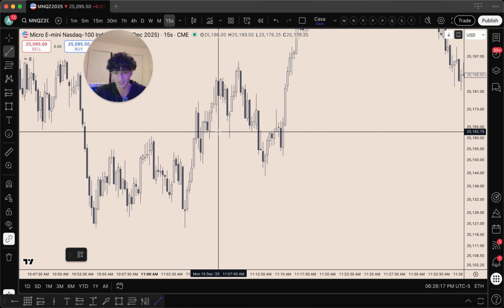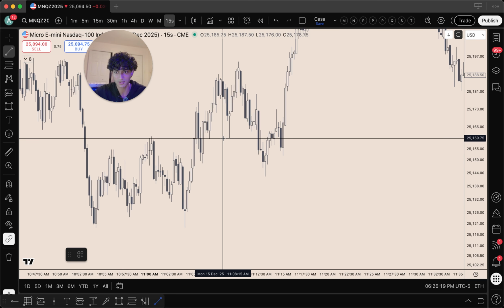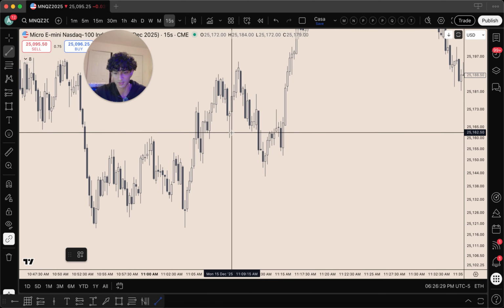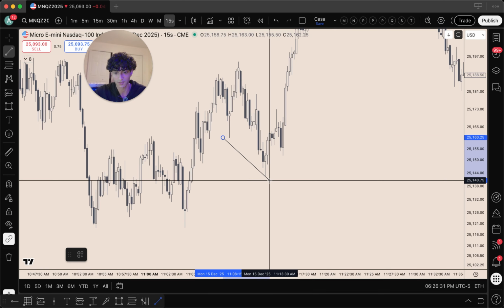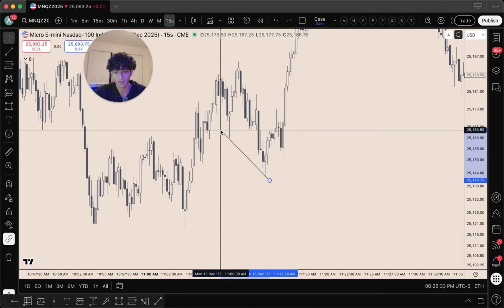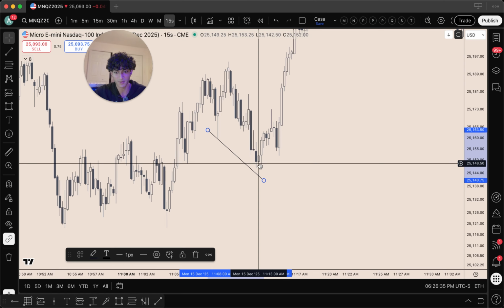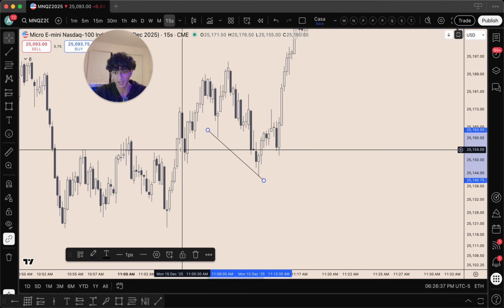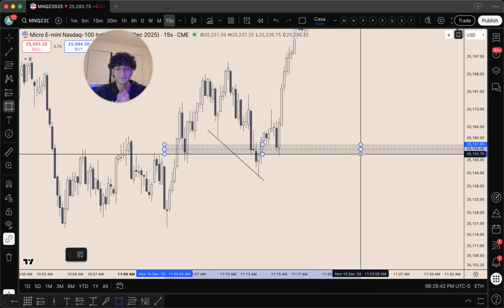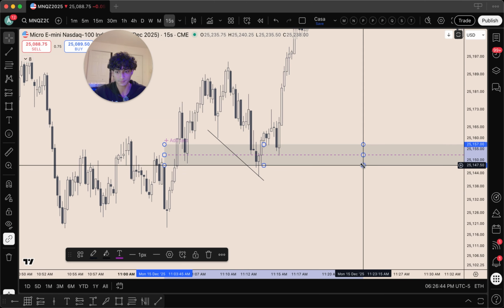Where's the SMTs? I think it was, let me check real quick. I reported the Casa's wick theory, so it's actually right here. Wait, SMT's right here, right? Supporting the Casa's wick theory. I missed my original entry, so I had a little late entry. And then we also had what? This clean mitigated fair value gap.